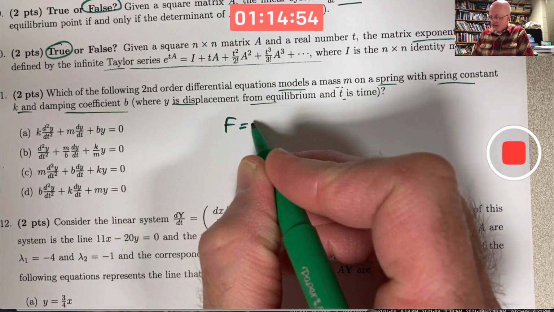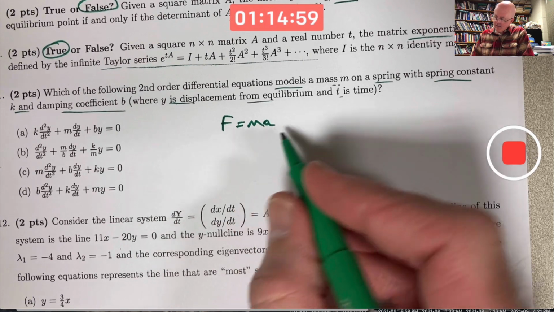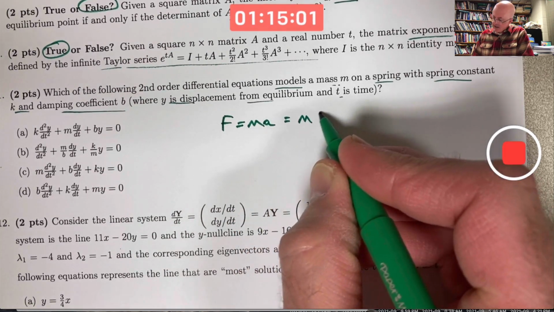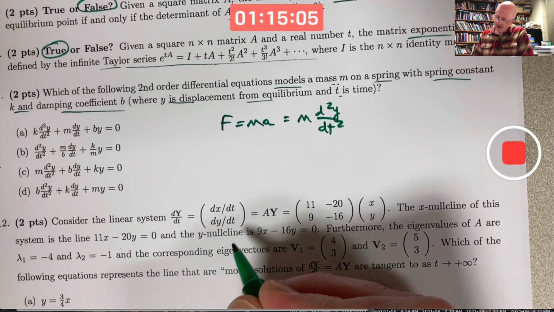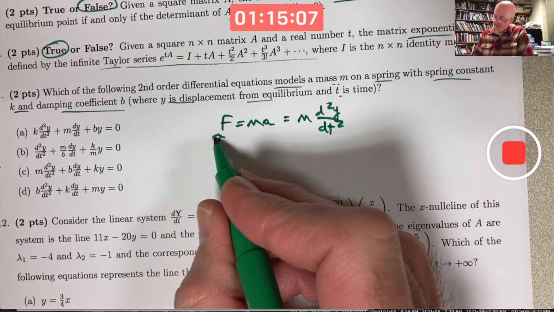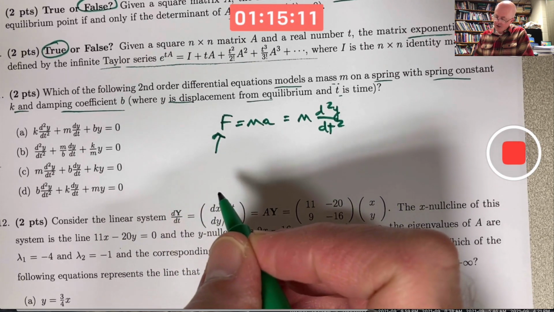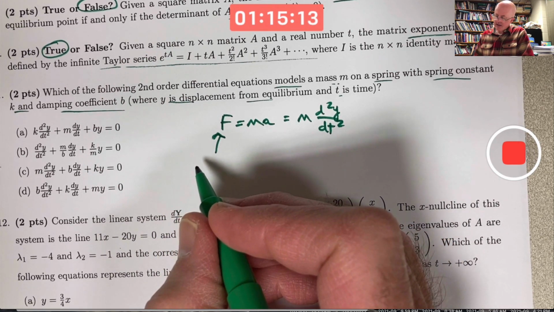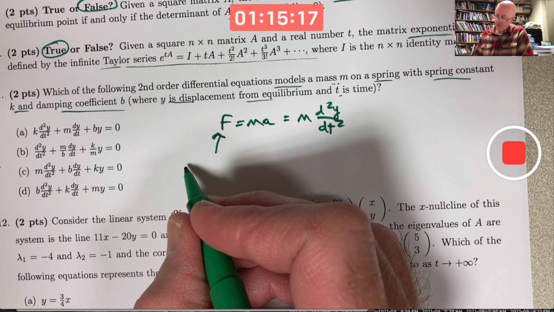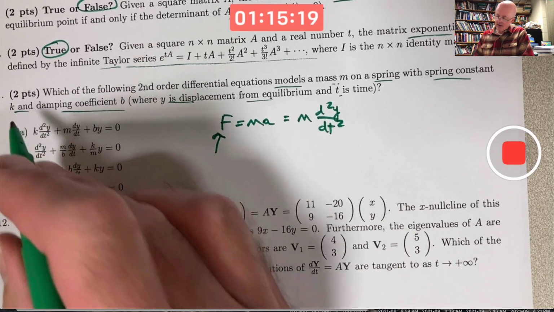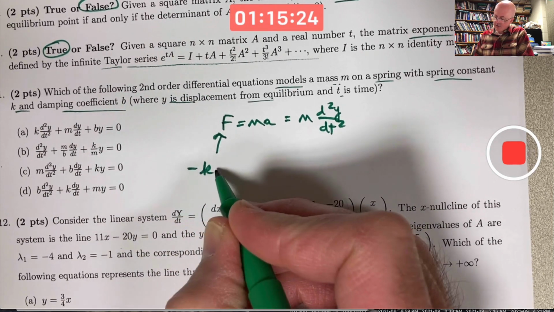Newton's second law is F equals ma, which is the same as m times the second derivative of y with respect to t twice. And the forces are Hooke's law and damping, friction. Hooke's law is that the force opposes the position with a constant related to the spring constant. It's negative k is the constant of proportionality.